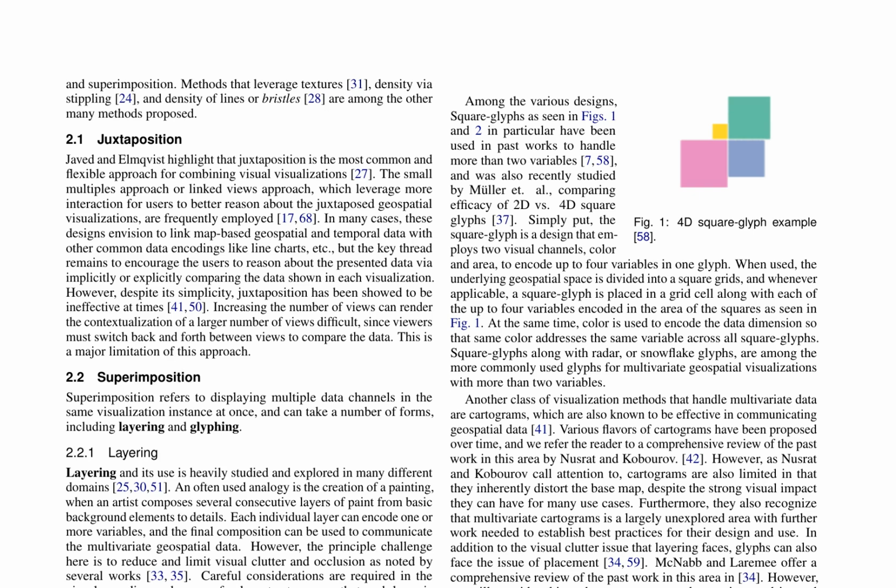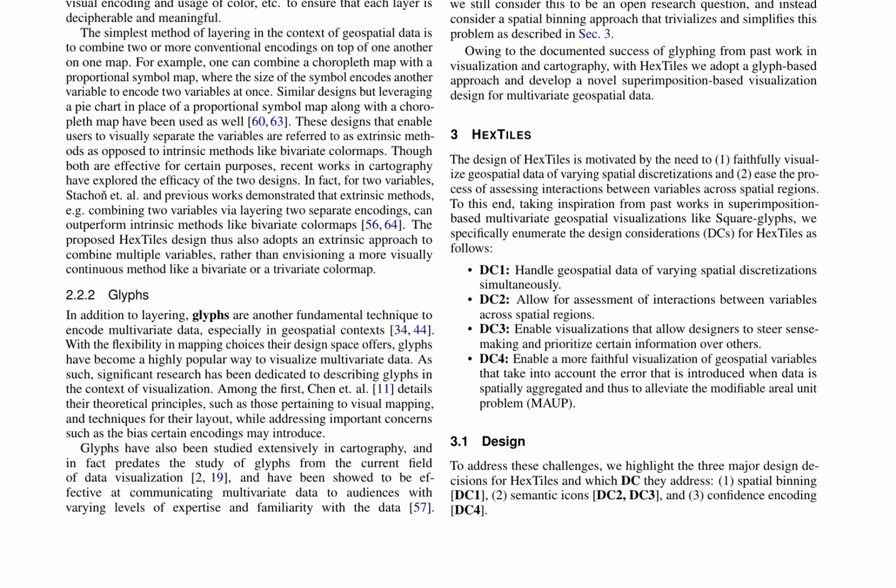The design of HexTiles is motivated by the need to handle geospatial data of varying spatial discretizations and to ease the process of assessing interactions between variables across spatial regions. The authors enumerate 4 design considerations: handling geospatial data of varying spatial discretizations, assessing interactions between variables, enabling visualizations that prioritize certain information, and alleviating the Modifiable Areal Unit Problem, MAUP.